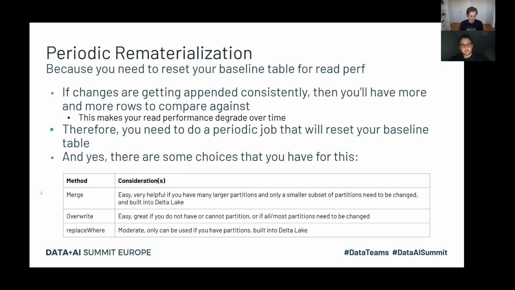You can do a merge, which is very helpful and easy if you have many larger partitions and only a smaller subset of these partitions need to be changed. Merge is also built into Delta Lake, so super easy semantics. An overwrite is great if you do not or cannot partition, or if most, if not all, partitions need to be changed. And replace where is a Delta API, super elegant, but you need to have partitions. I would say it's a little bit more difficult than merge, but not crazy by any means.